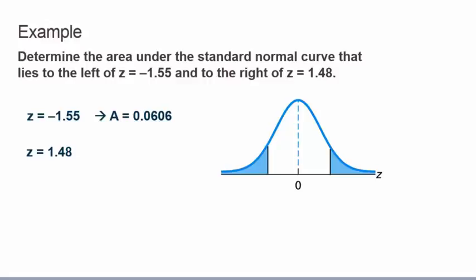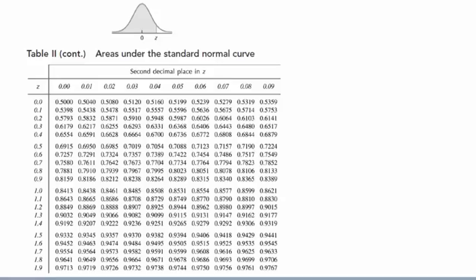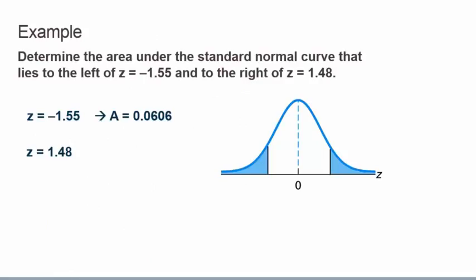So going to my table, I go to the row for 1.4, and then for the column of 0.08, and they cross at 0.9306. So to find the area, A equals 1 minus 0.9306, which is 0.0694. I could have also used the table with a z-score of negative 1.48, which would have given me the area of 0.0694.